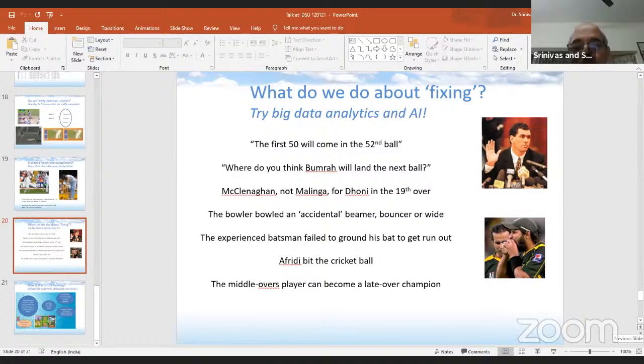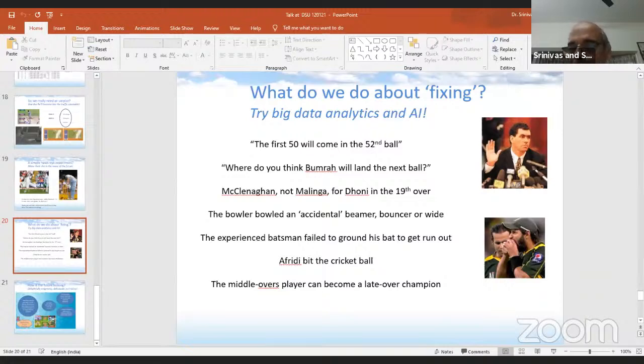Today you can't fix it, but tomorrow, when you have so much data coming in, you're going to have machine learning models leading to AI kind of models, and you're going to be able to get pretty good answers about the suspicion. So I still can't say that this man fixed it, but I can say that with a probability of more than 0.95, he probably fixed it.